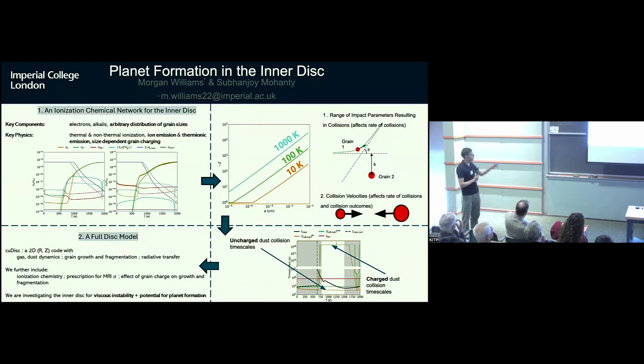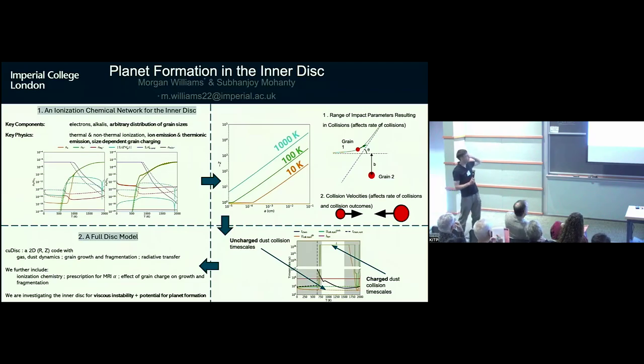And so if we look at the charges that we get on the grains, we find that around 1,000 Kelvin, which is probably roughly where we're at for the inner disk, these ionization processes that occur on the surface of grains actually give us very large negative charges on these grains. And this has two important effects.